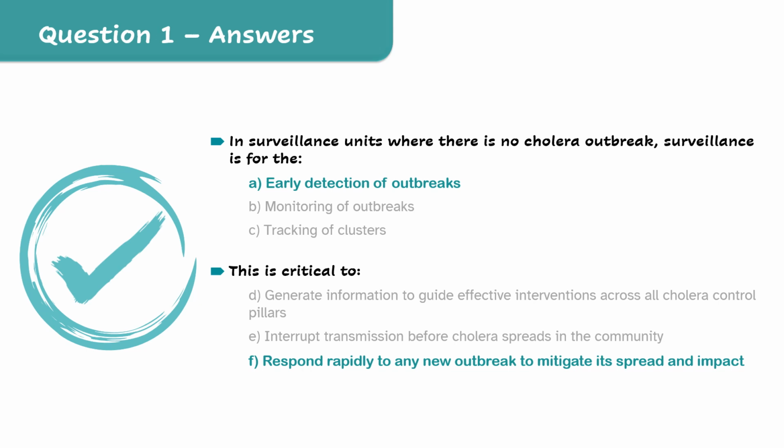The correct answers are A and F. In surveillance units where there is no cholera outbreak, surveillance is for the early detection of outbreaks. This is critical to respond rapidly to any new outbreak to mitigate its spread and impact.